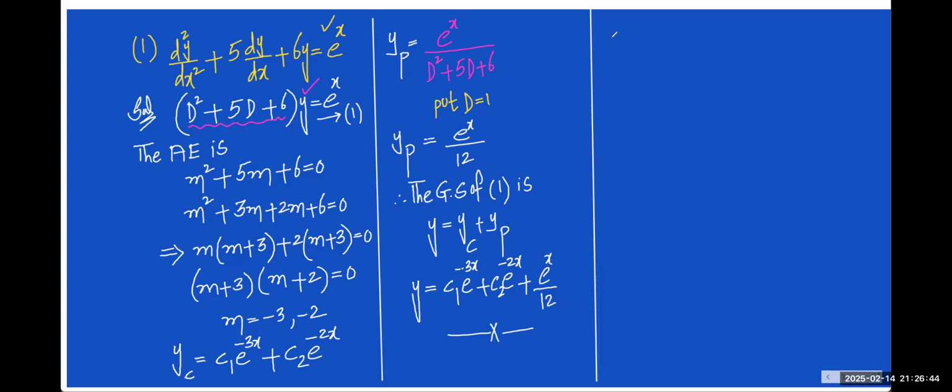Second question. (D square minus 2d plus 1) into y is equal to e power x. Again, e power x. Okay, this is the question. Now look at it. Solution.